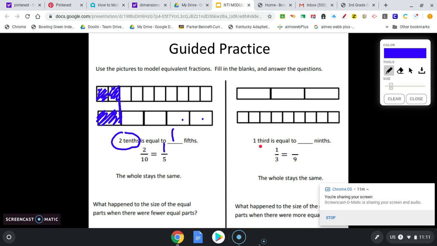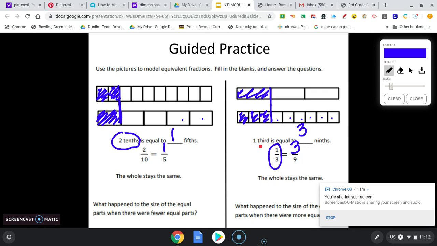So what happened to the size of the equal parts when there were fewer parts? Yes, whenever there were fewer parts, the part size got bigger. Okay, let's continue with the next one. So 1/3, so let's shade in 1/3. It says 1/3 right here, and that's equal to what? We can go straight down from there, shade in this part, 1, 2, 3, and that's 1, 2, 3, 4, 5, 6, 7, 8, 9. So 3/9. 1/3 is equivalent to 3/9.